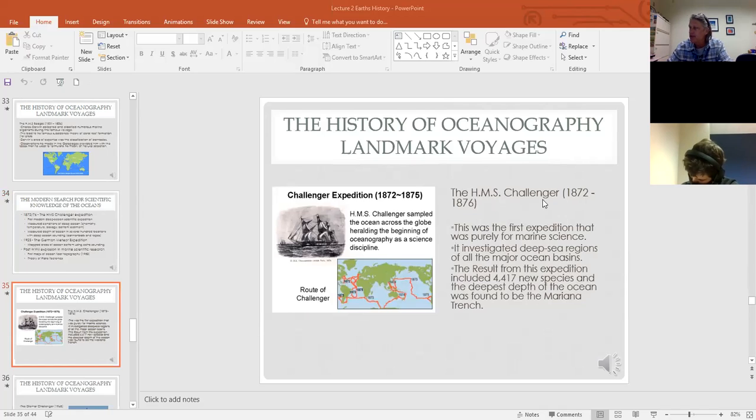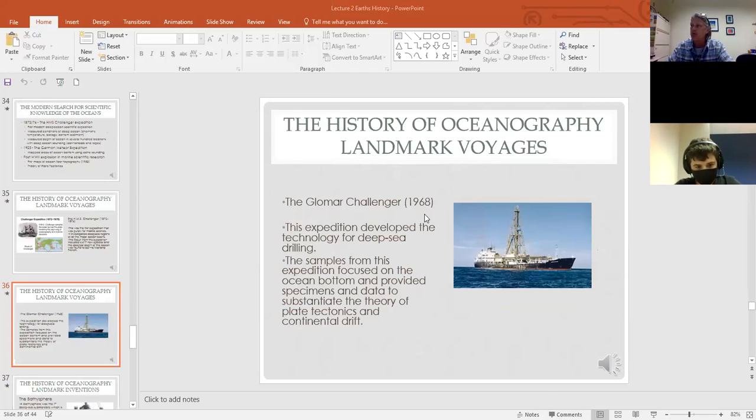The Challenger expedition in the 1800s, here's the route. It's credited as the first deep ocean expedition. They discovered the Challenger Deep in the Mariana Trench, and they also discovered nearly 4,500 new deep sea species. Scientists did not know life could exist without sunlight, so they discovered nearly 4,500 species that weren't light dependent. So it was a pretty big historic voyage in oceanography.